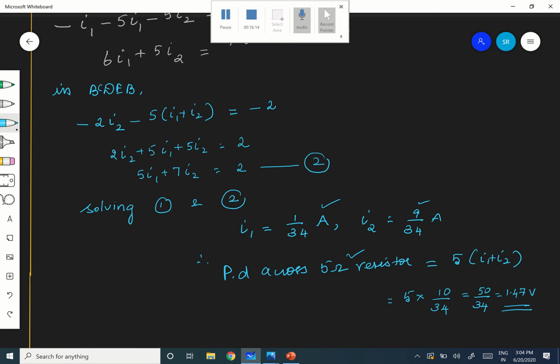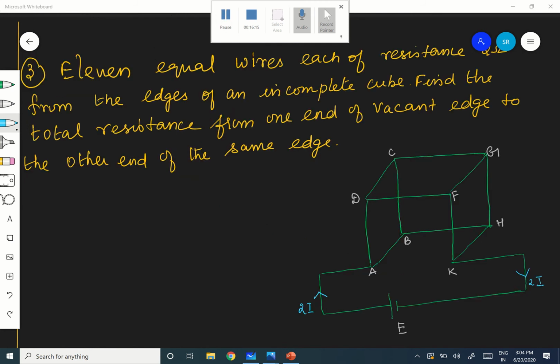Now shall we go to the next one? Third problem: 11 equal wires, each of resistance 2 ohm, form the edges of an incomplete cube. Find the total resistance from one end of the vacant edge to the other. Between A and K, total resistance between A and K.